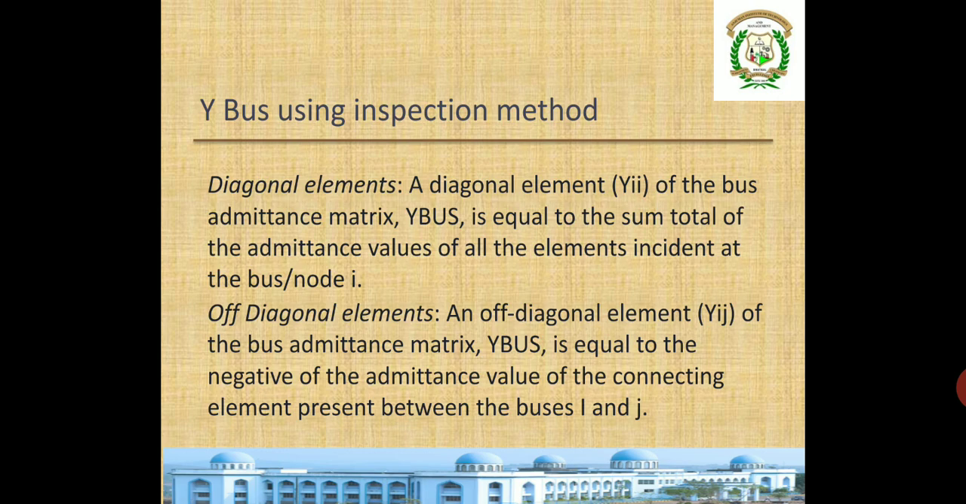So, what are the diagonal elements? Diagonal elements, which are called as Yii, as I told you, y11, y22, y33. These are the diagonal elements of the bus admittance matrix, equal to the sum of the total admittance values of all the elements incident, meaning connected to that particular node. What are the off diagonal elements? Off diagonal elements Yij, so here y12, y21, y23, y32, y13, y31, like that of the bus admittance matrix YBus is equal to the negative of the admittance values of the connecting element present between the buses i and j.